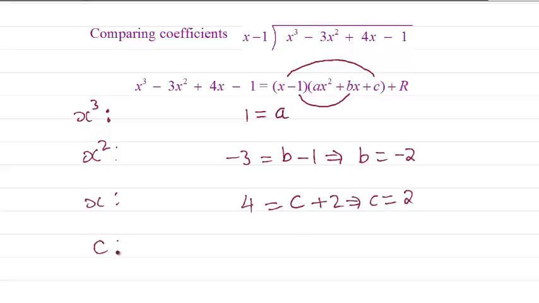Then you can compare the constant term. It's minus 1 on the left hand side. The constant term only comes from one place. That's when you multiply this minus 1 by c. We know what c is, so 2 times minus 1 is minus 2, and plus r is the constant there, which we're going to find. So when we solve it, we get r equal to 1.